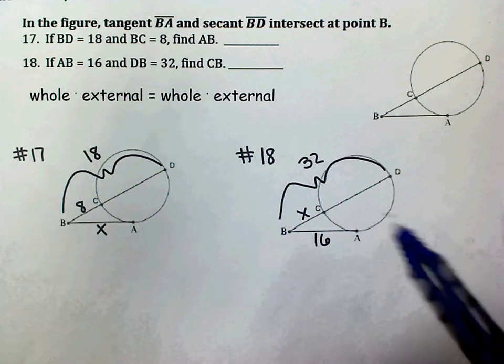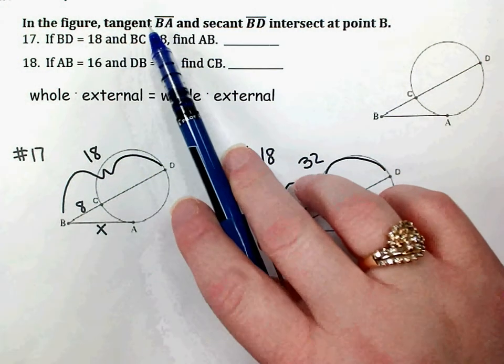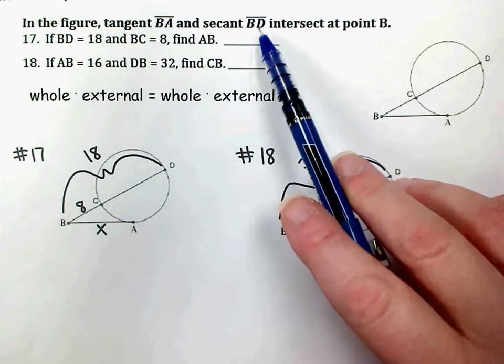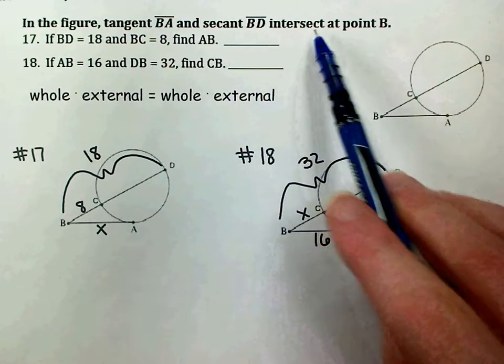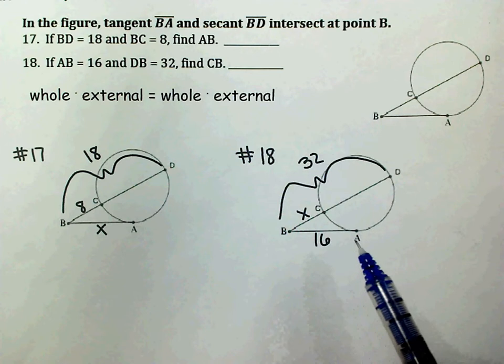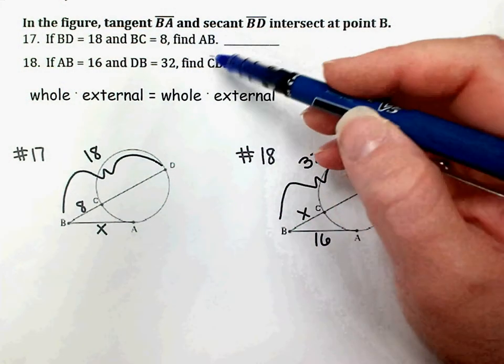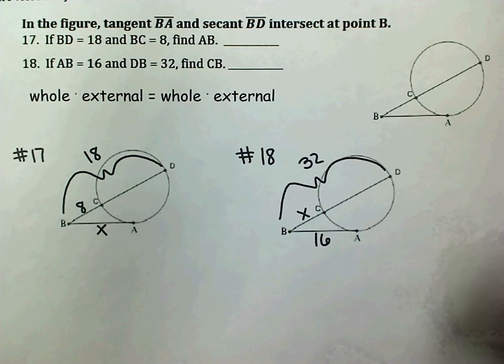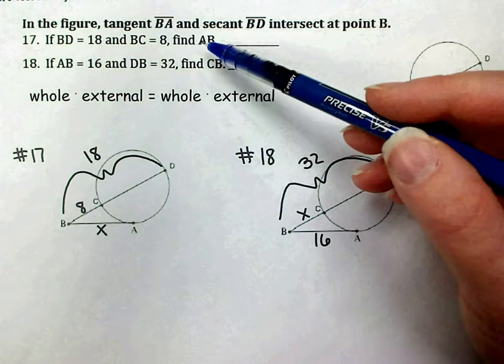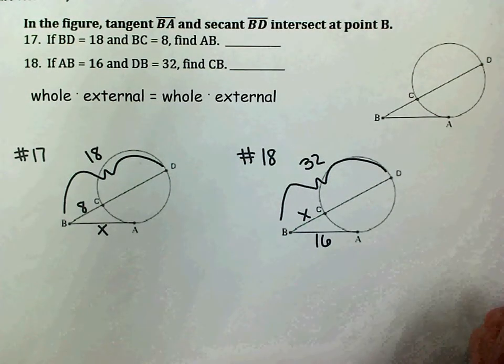On 17 and 18, you are told that segment BA is a tangent and segment BD is a secant, and they're intersecting at point B, which is outside the circle. So remember, when it's asking you to find AB and CB and there's not a symbol used, it's talking about a length there. A measurement between those 2 points is what you're being asked to find.